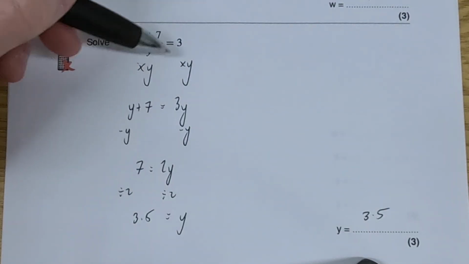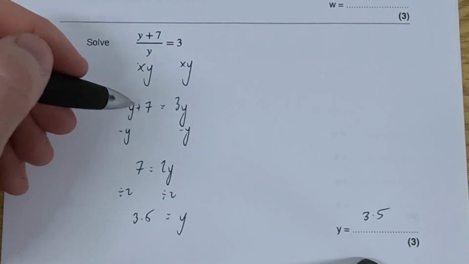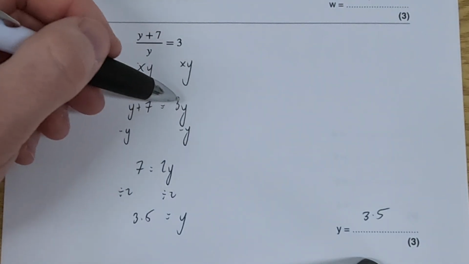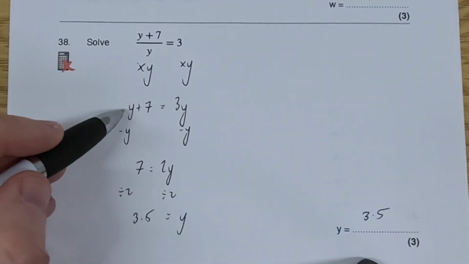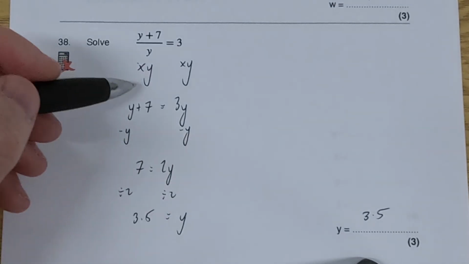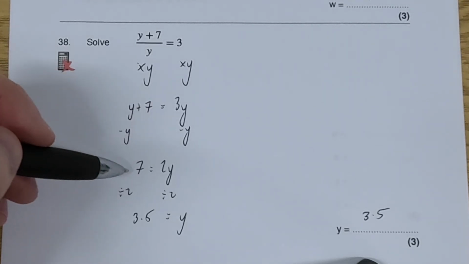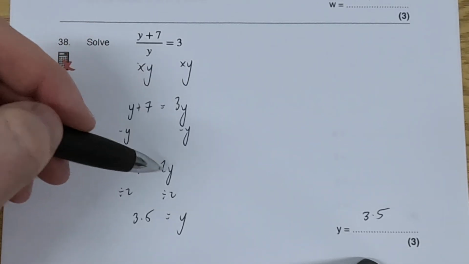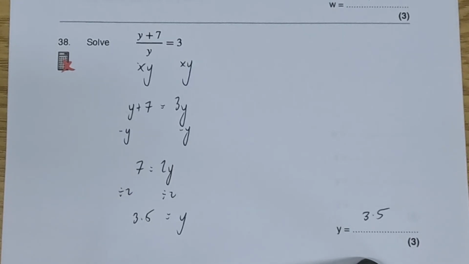So in this question, I started off by getting rid of the big divide by y, by multiplying both sides of the equation by y. That left us with y plus 7 equals 3y. We've got y's on both sides, so I got rid of the lowest number of y's, which is the 1y, by taking away y from both sides of the equation. On the left-hand side of the equation, we were left with 7, and on the right-hand side of the equation, we'll be left with 2y's now. And then finally, divided by 2, and 7 divided by 2 is 3.5.